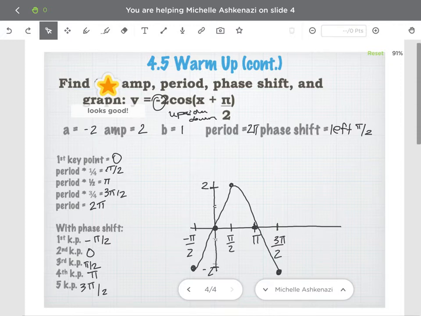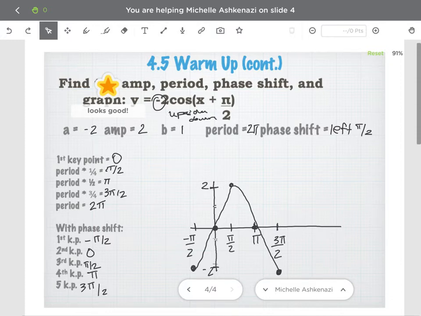And the last one, negative cosine of x plus pi over 2. So the negative flips it upside down. Cosine, some of you graphed sine, so again, be careful. And the phase shift is a negative pi over 2, so we're shifting everything to the left, pi over 2. This is cosine, and it was negative, so we start at the -2 and then work our way back up.